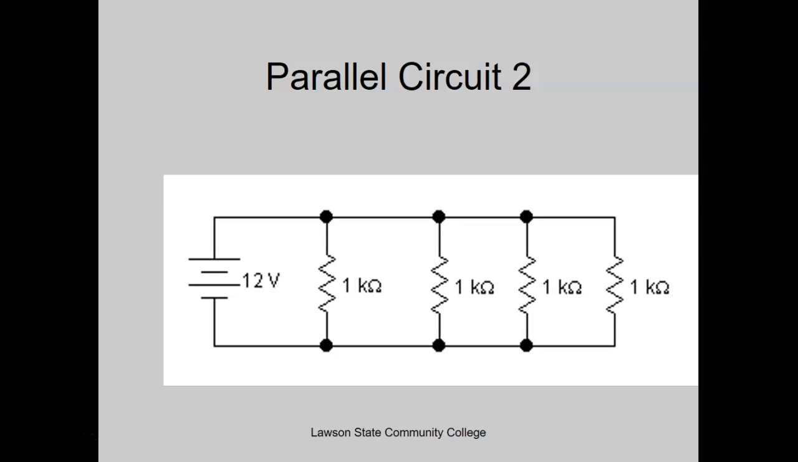Because I still have only 1 kilo ohm of resistance. My resistance has not changed. My voltage has not changed. Thus, my current cannot change. Does that make sense?